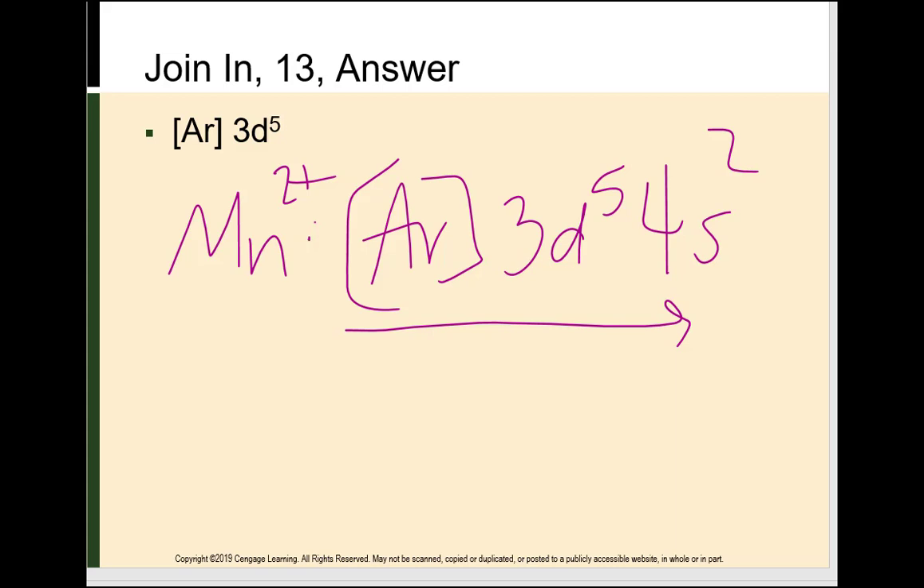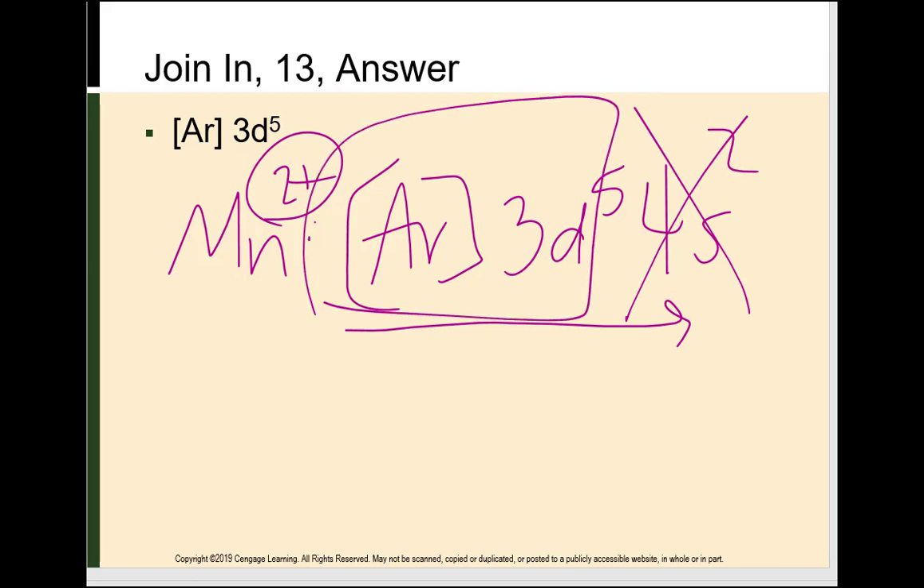We know this is not energy, right? 4s2 normally would come before 3d5, just like our periodic table. But as far as seeing which 2 electrons are plucked off, it's the 4s2, so it would just be argon 3d5.